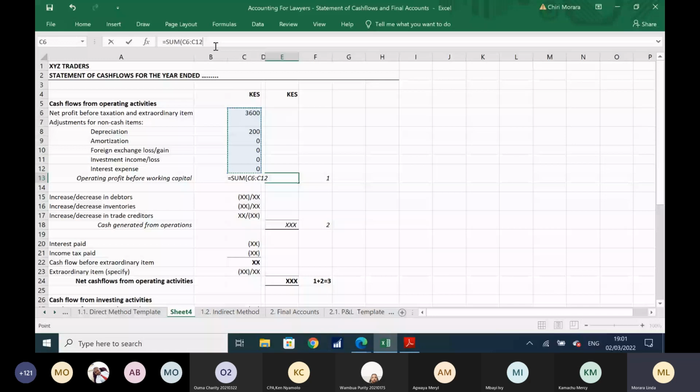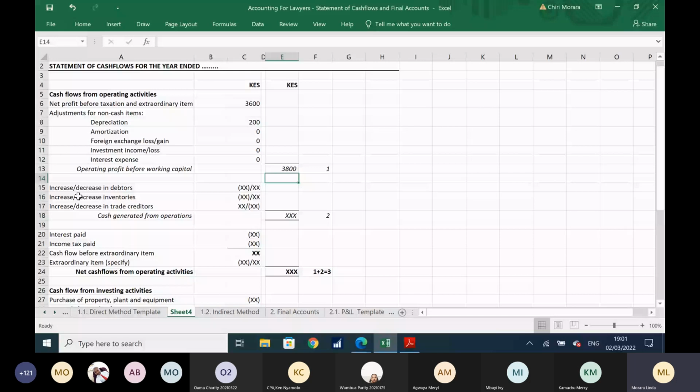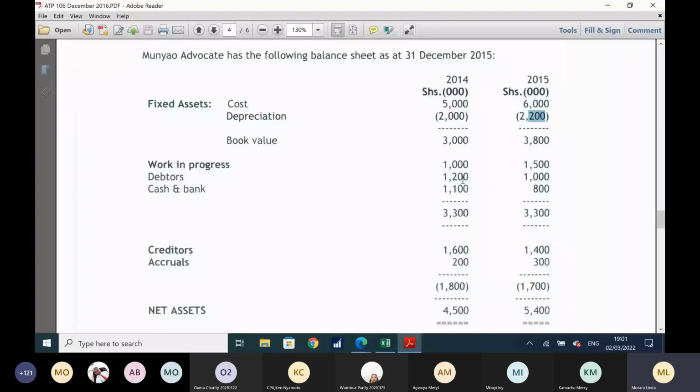And then we need to see whether there was an increase or decrease in debtors. So when it comes to your debtors, you're seeing that at the beginning, you had 1,200. At the end, you have 1,000, which means that your debtors have reduced. What does that mean? It means I have received 200 more from my debtors. That is why I am expecting less from them. If I have received 200 more from them, then that is an inflow.